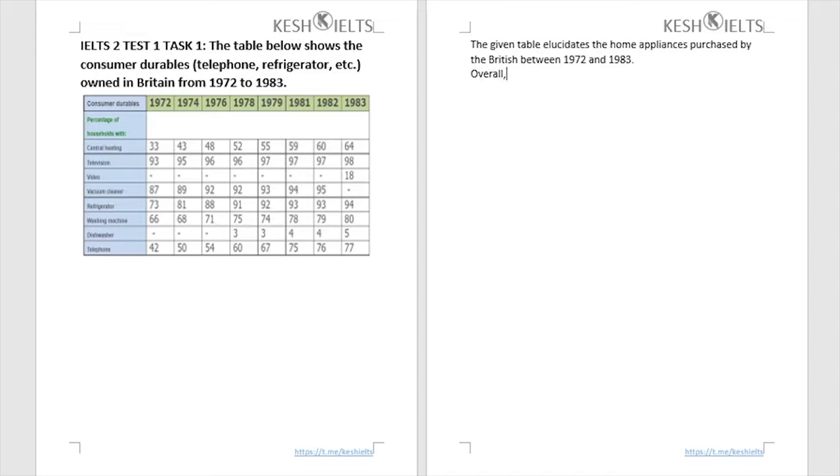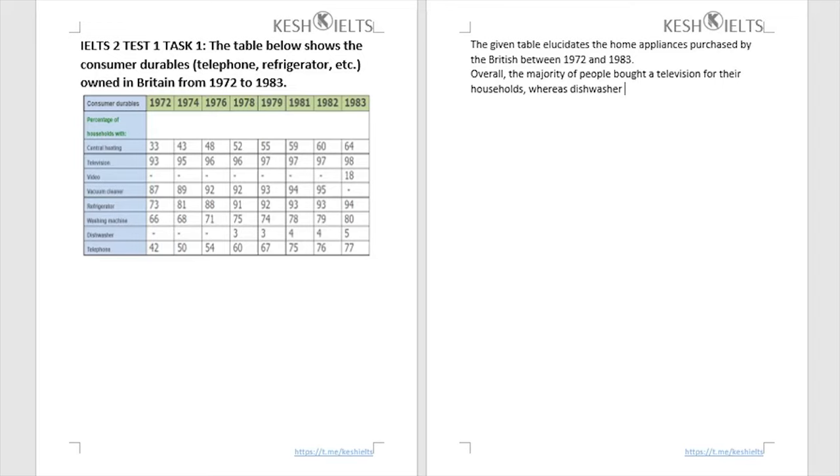And now overall, the majority of people bought a television for their households, whereas dishwashers, as you can see, like many people bought television right here, but very few people bought only dishwashers right there, right? I mentioned this first.